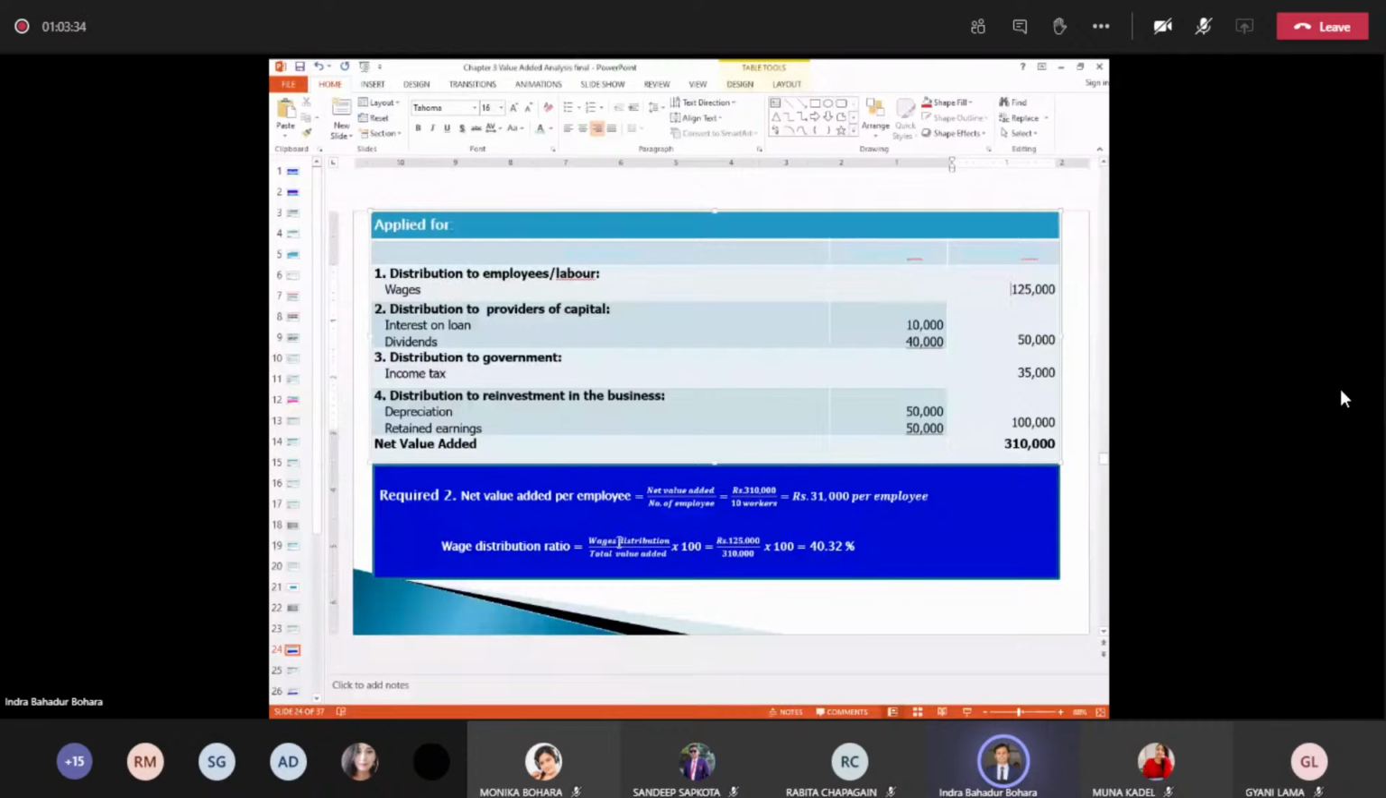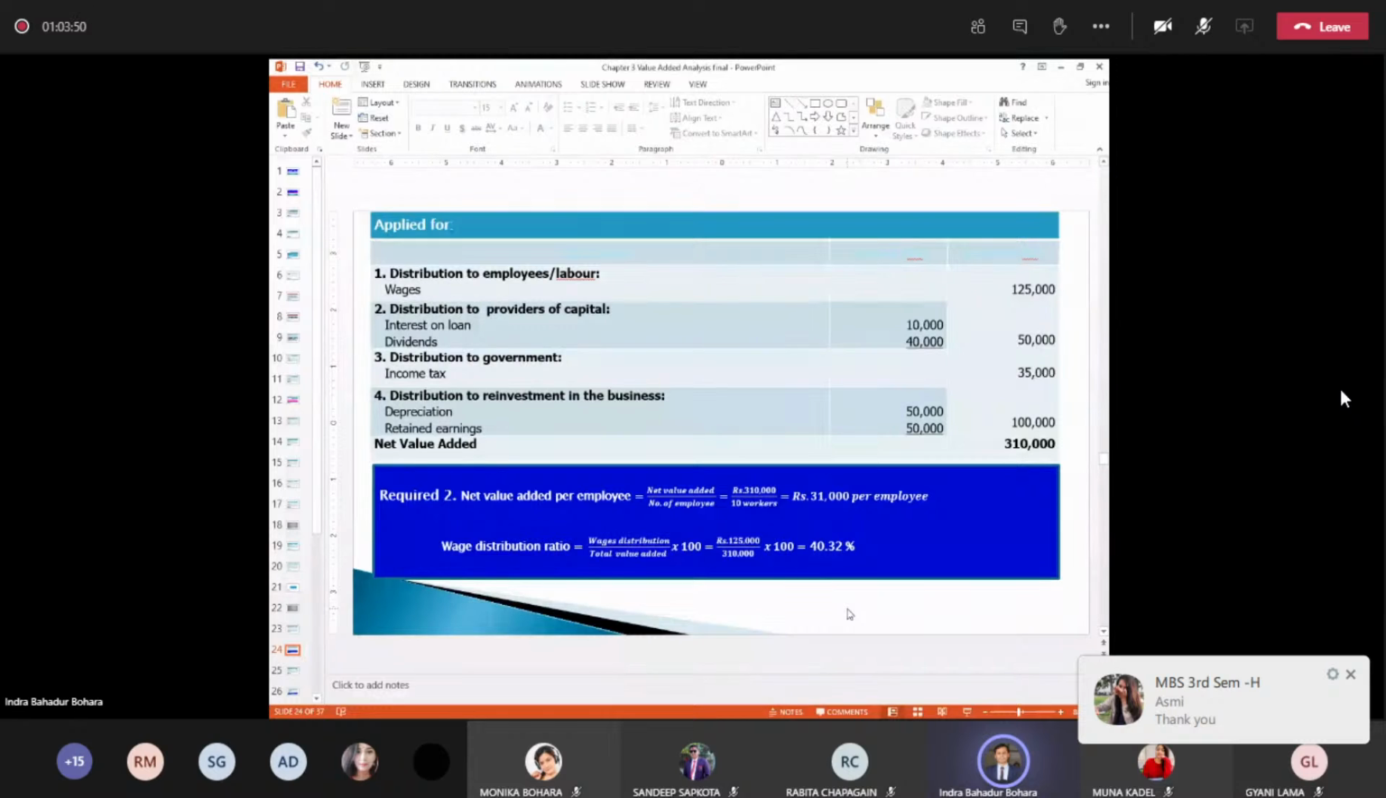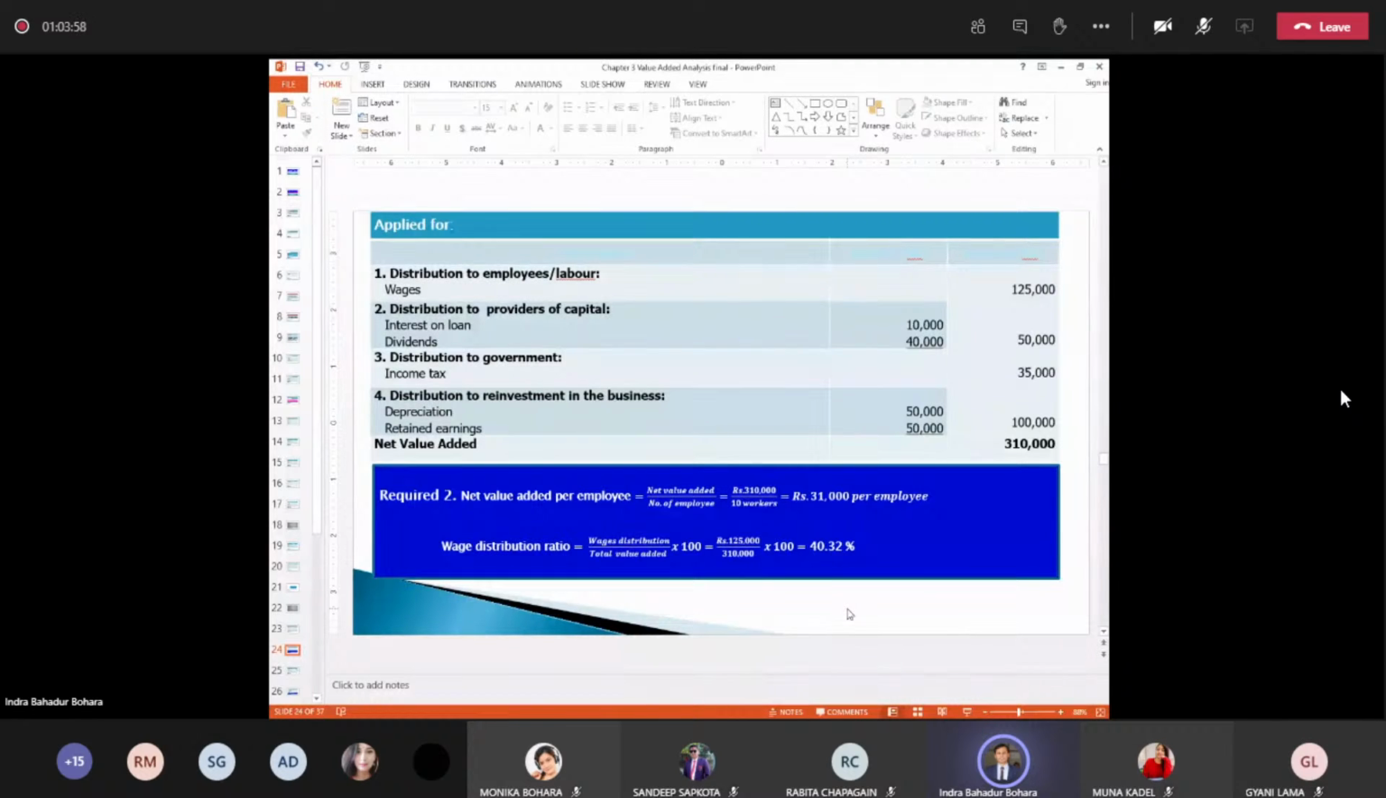Wage distribution is in the numerator, out of total value added. Put total value added in the denominator and then substitute the values. 40.32% is the total wage distribution out of total value added. So the company distributes 40% of the total value. It is the major portion. So the company spends a major portion of the value added on the employees.